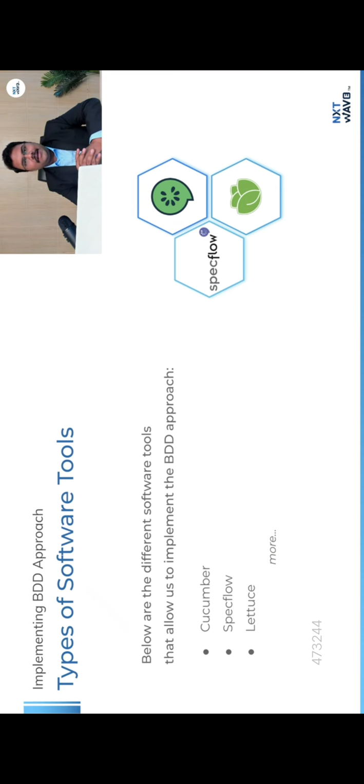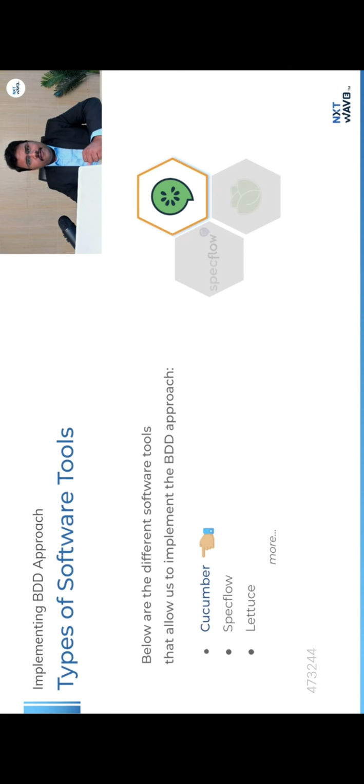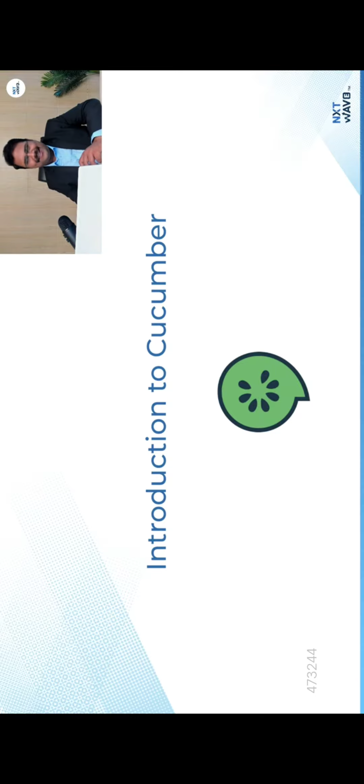And to be able to implement the BDD, there are a huge number of tools available in the market, right? There's Cucumber, there's SpecFlow, Lettuce, and so on and so forth. Okay, and for the scope of our course, we'll be focusing primarily on the Cucumber tool. Right, so let's get started on what exactly Cucumber is and how we can use it.